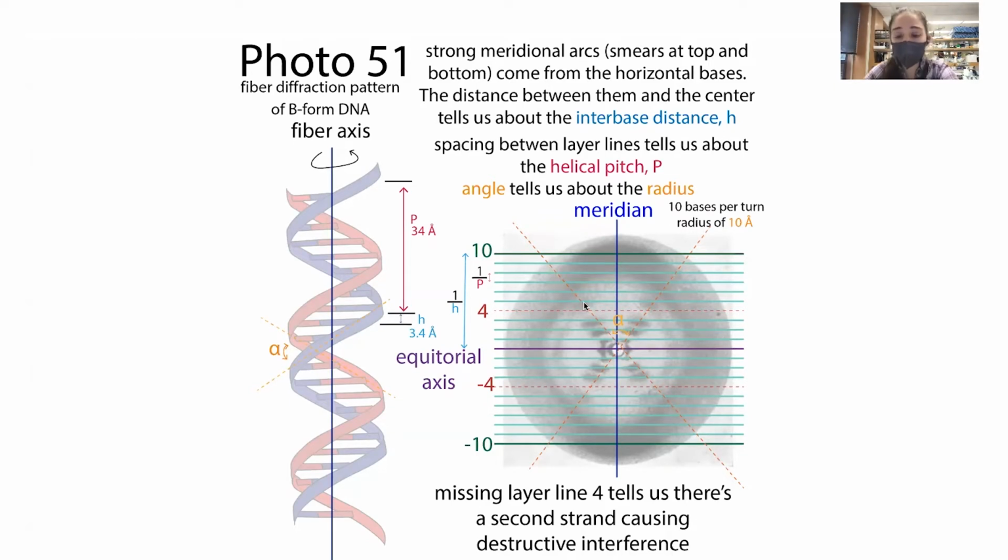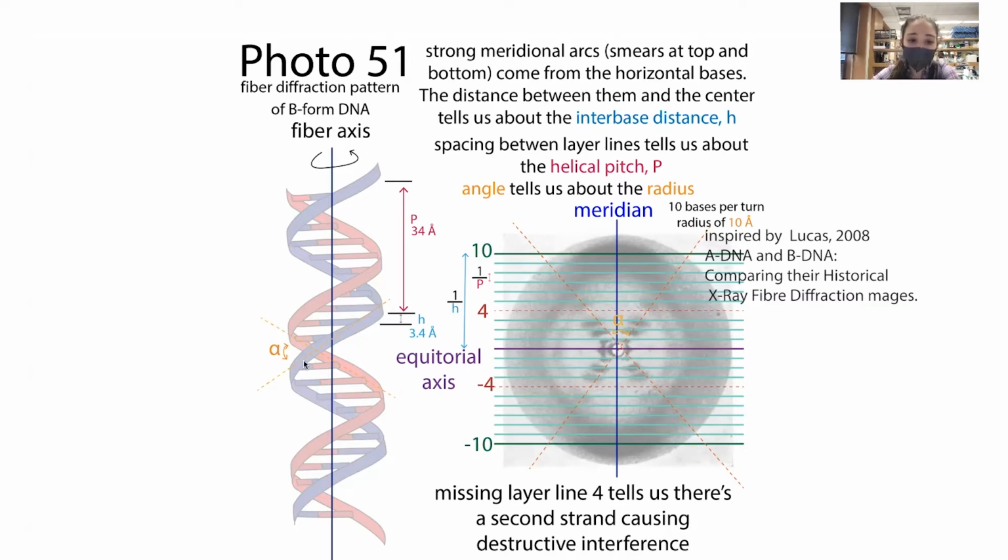Okay, so we have the number per turn and we have the pitch. We still need to figure out the radius of our helix. For this, we look at the angle of our X. Because we're in reciprocal space, this angle here is now vertical. So they can measure this angle in their diffraction image.